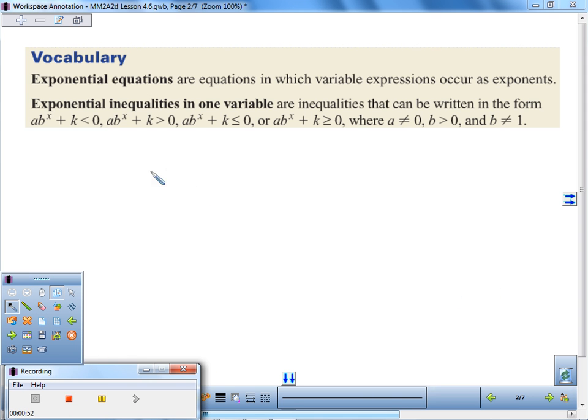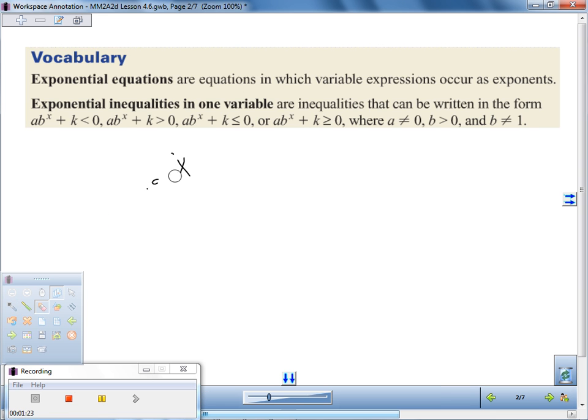Now we just have a couple of vocabulary words. We have exponential equations: equations in which a variable expression occurs as an exponent. We'll see examples in a second, but if we had, say, 4^x equal to 12^(3x), that would be an example of an exponential equation. We have the variable in the exponent. Basically, it just means you have the variable in the power place.